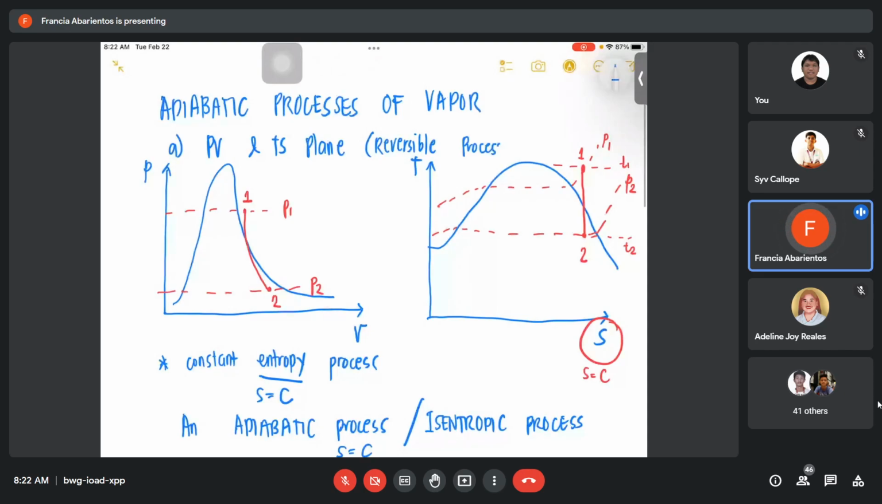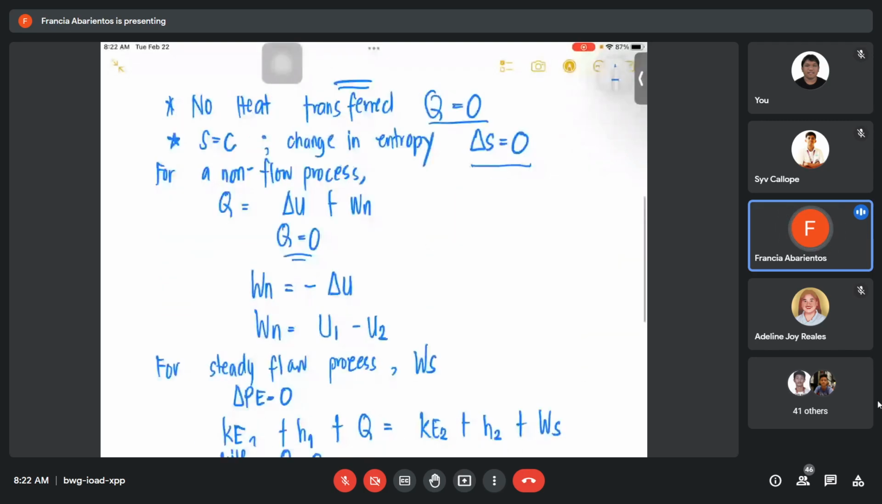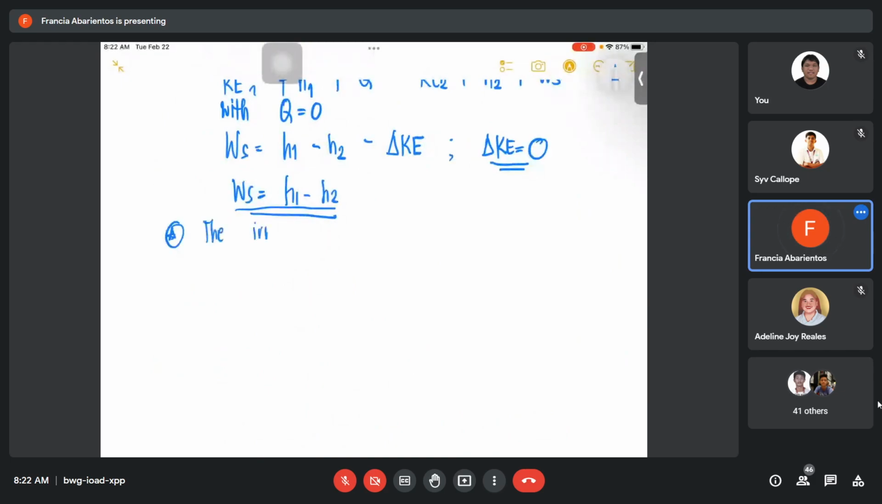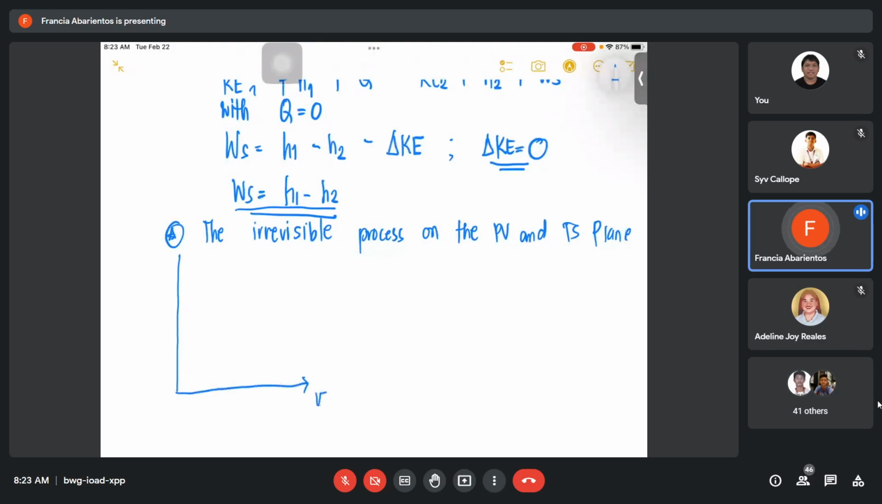Yun ha. Sa reversible yan, class. How about in an irreversible process? Okay. So, dalawang condition yung class. We have the reversible and the irreversible process. We have the irreversible in an adiabatic and an isentropic process. Okay? So, ganun pa rin class yung PV and TS play natin.